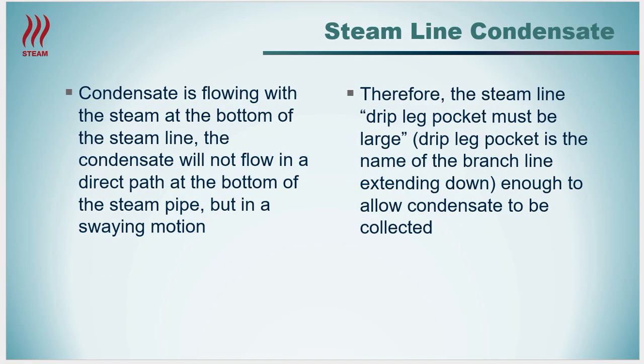Condensate is flowing with the steam at the bottom of the steam line. The condensate will not flow in a direct path at the bottom of the steam pipe, but in a swaying motion. Therefore, the steam line drip leg pocket must be large. The steam line drip pocket is the name of a branch line extending down from the main steam line and must be large enough to allow condensate to be drained from the steam line. Condensate removal from the steam line.